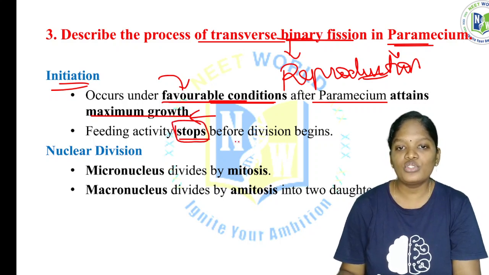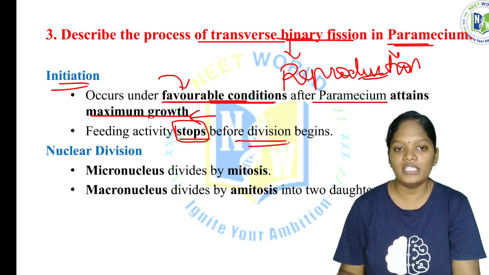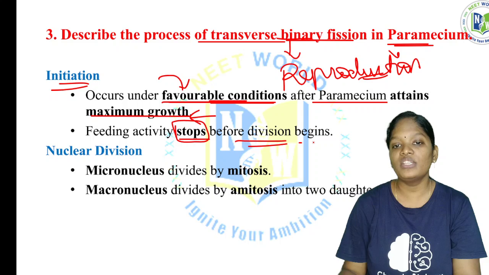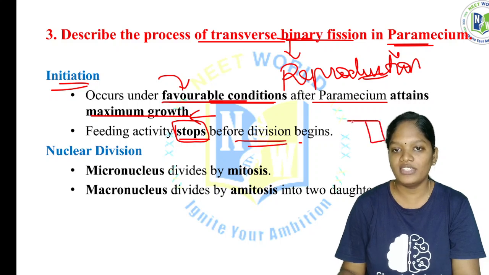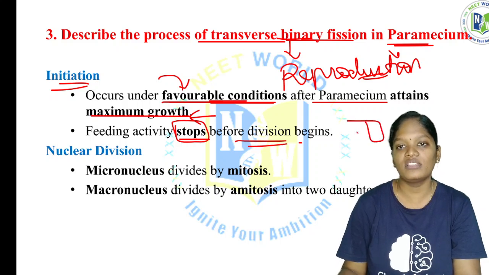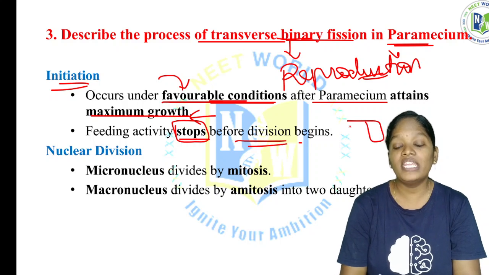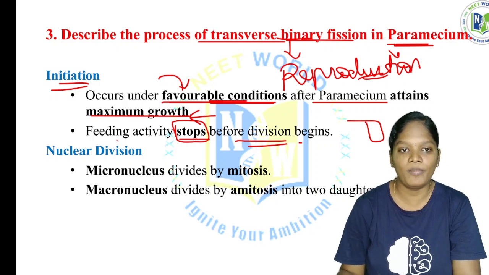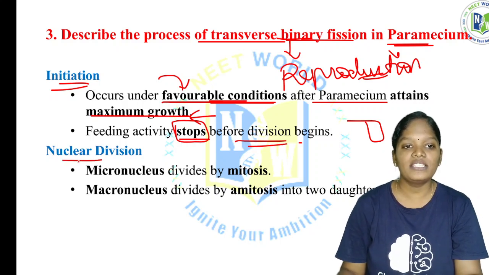Feeding activity stops before the division begins. Once the paramecium is ready to undergo this transverse binary fission, it stops feeding. The feeding activity is abruptly stopped, and after that comes nuclear division.